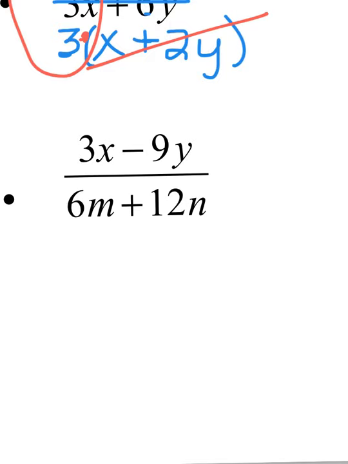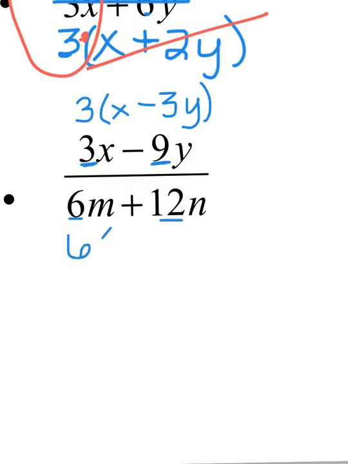I would take the top and say they have a 3 in common. I can pull a 3 out of both of those. So I'm going to write this as 3 times x, okay, minus, and then 3 times what makes 9, that would be a 3, and I still have my y here, so 3 times x minus 3y. On the bottom, these two things have a 6 in common, so 6, and then I'm left with an m plus 2n. Okay, so I divided that 12 by 6.